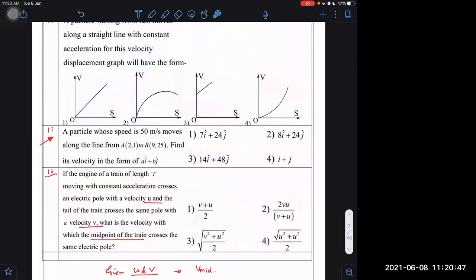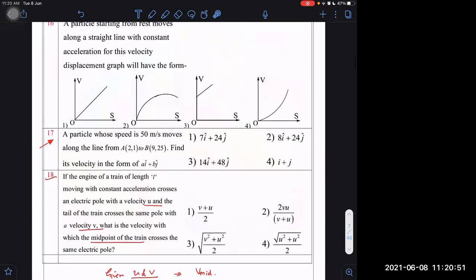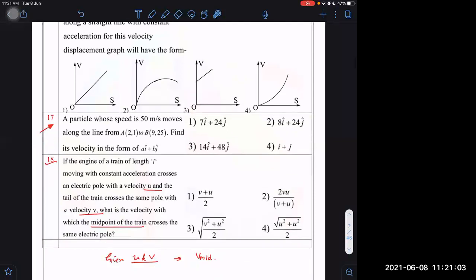1, sir. 1 is wrong. Three, sir. 2 may be right. I'm not sure. 3 is definitely wrong. 1 is definitely wrong. 2, sir. 2 may be right or 4 may be right. We have to check. Both are curvilinear graphs. One of the curves may be correct. Which curve is correct? We have to check.